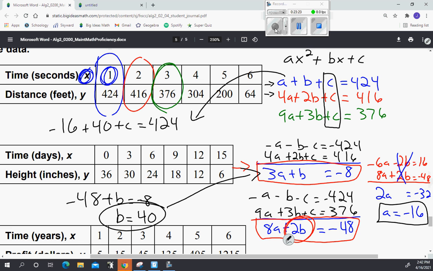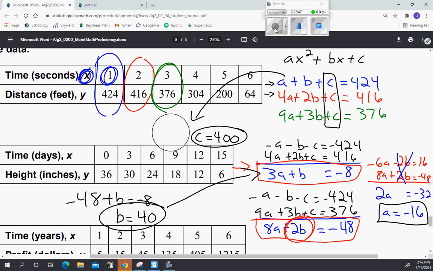Solve, I get negative 16 plus 40 is, what is that, 24? Plus c equals 424. So c is equal to 400. I solve for a, I solve for b, I solve for c. My new equation, my equation of this graph up here, this table up here, is negative 16 x squared. Right? I'm taking this and I'm plugging it in.